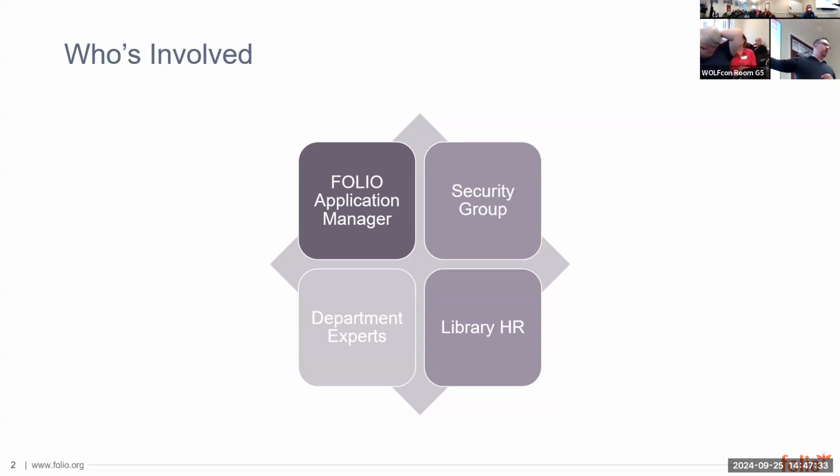We have our departmental experts, which I kind of touched on before. They're the people that say, these are the permissions we need in order for people to do their job. And then we have library HR, and library HR comes in, as I'll show later, in that they actually will tell us when staff members are leaving and going. So the individual departments don't have to do that.